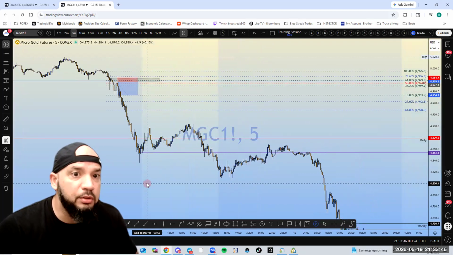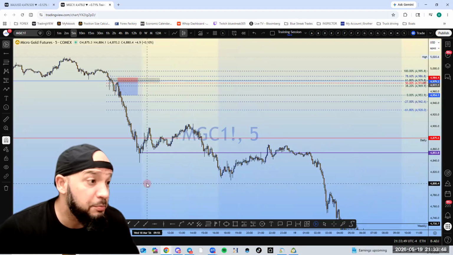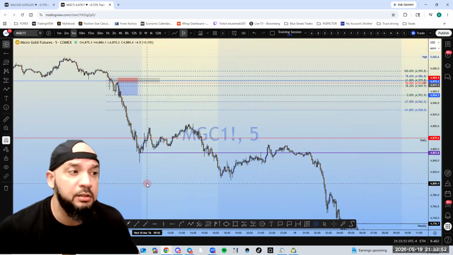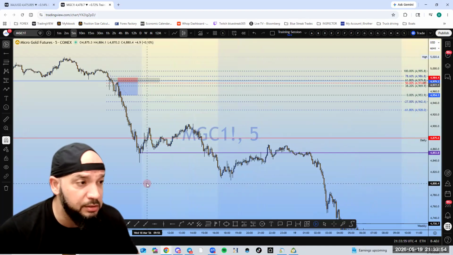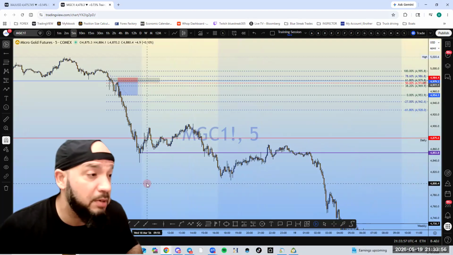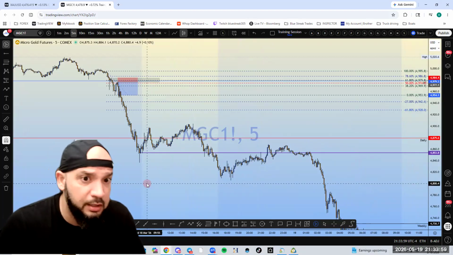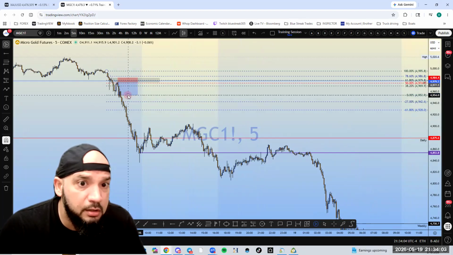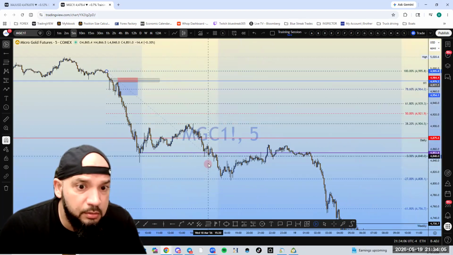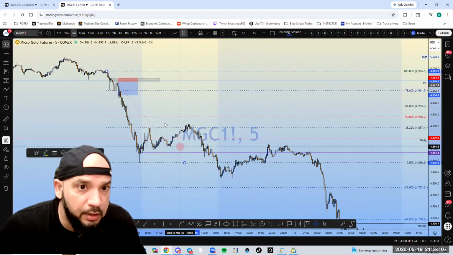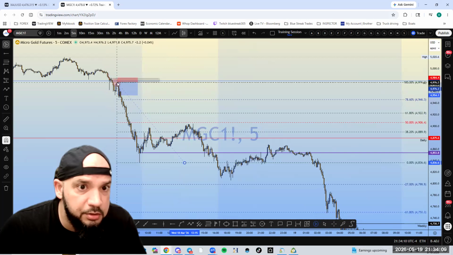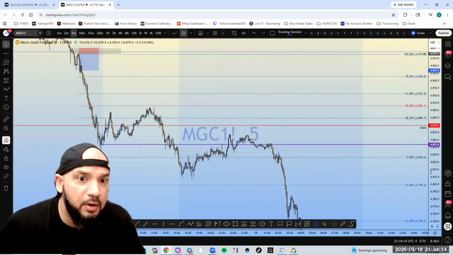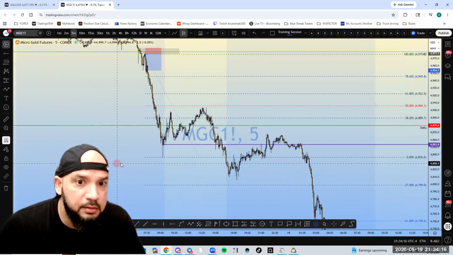I want to make sure that I also use my fib. I use my Fibonacci to manage trades as well. I don't know if everybody does it, but I damn sure do it. I'll take my fib from my entry down to the low. Let's say this was my entry here. And I'll watch how far price wants to extend.